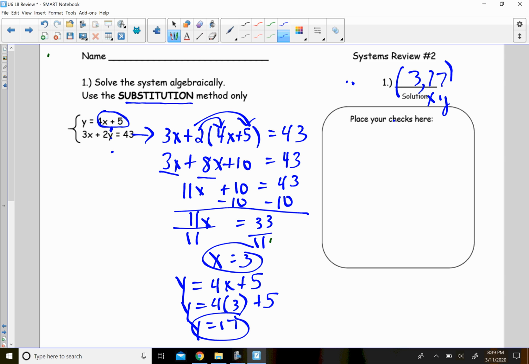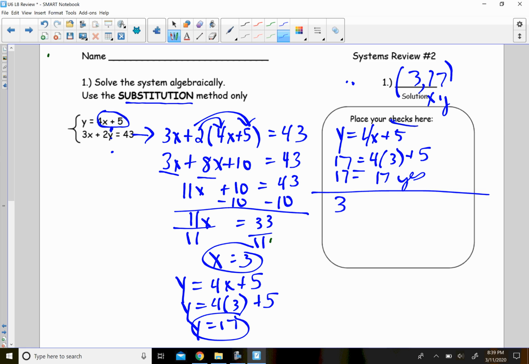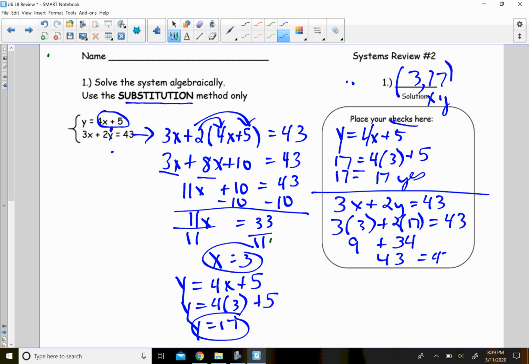So my check, which is a third of the points here, take y equals 4x plus 5. 17 should equal 4 times 3 plus 5. 12 plus 5, 17 does work out. Second equation is 3x plus 2y equals 43. So 3 times x plus 2 times y. So let's have 9 plus 34. 43 does equal 43, so it checks out.